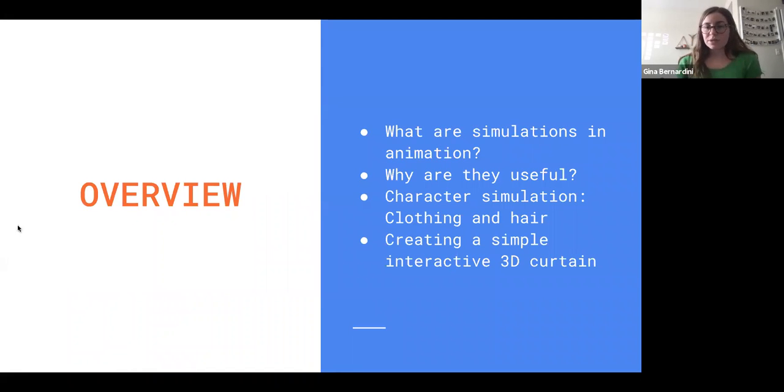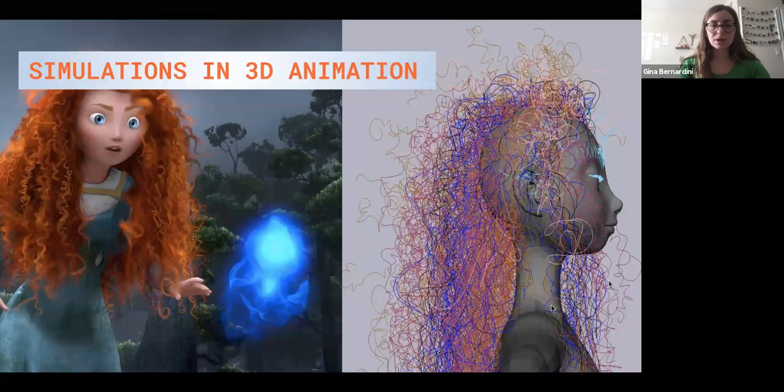So an overview of what I'm going to be talking about. What are simulations in animation? Why are they used? And then the majority I'm going to be spending on character simulation. So that's clothing and hair. There are a lot of other types of character simulation, but that's mostly what I'm going to be talking about. And overall, I'm going to be creating a simple interactive 3D curtain. So it's going to be kind of a mixture between a clothing and a hair simulation in 3D.